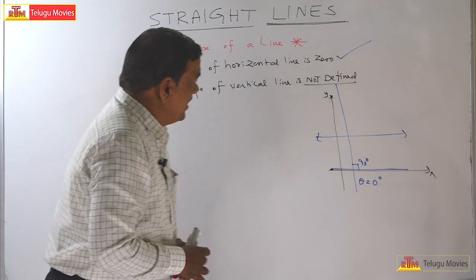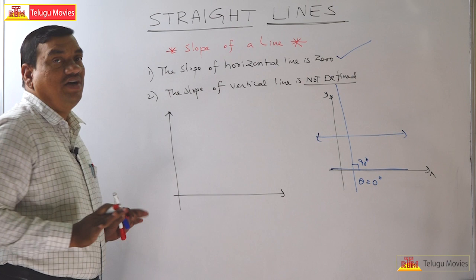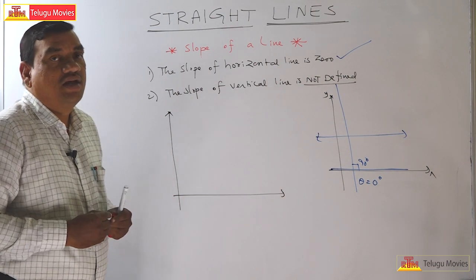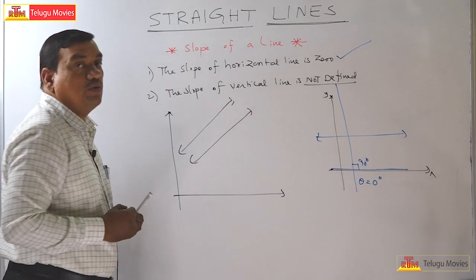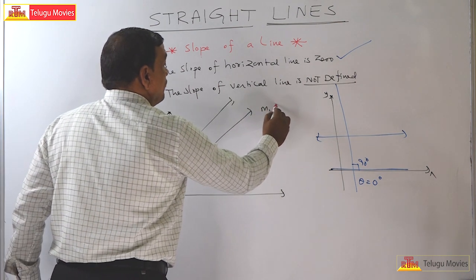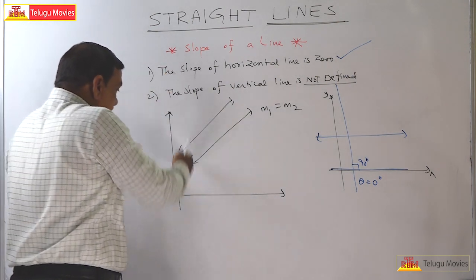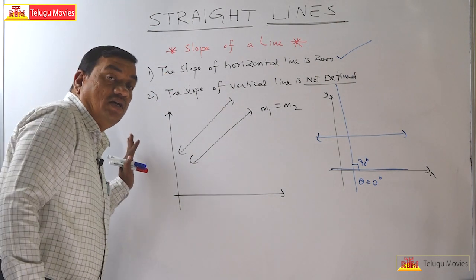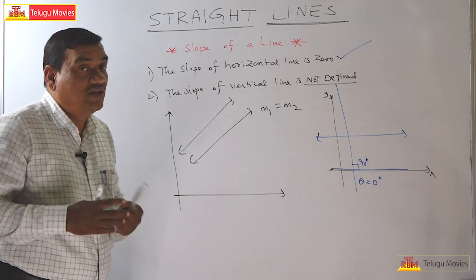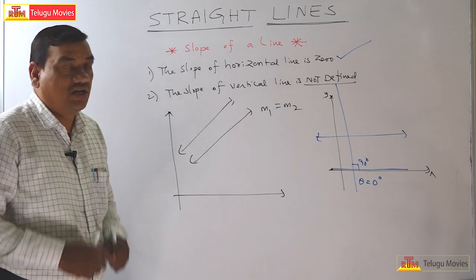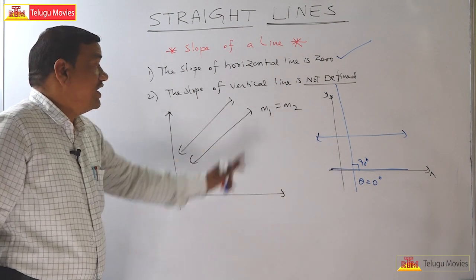Right. Next we are going to see any two lines which are not vertical. If they are parallel, their slopes are also equal, that is, m1 is equal to m2. Non-vertical is very, very important. If you take vertical lines, we cannot say. Why? Because the first line's slope is not defined, the second line's slope is also not defined. We cannot say whether those two quantities are equal or not equal. Two non-vertical lines are parallel if and only if their slopes are equal.